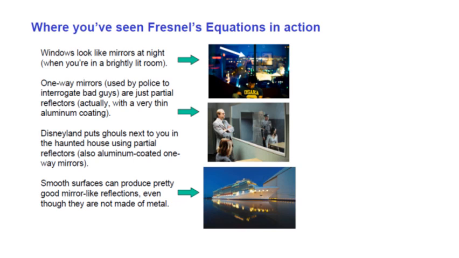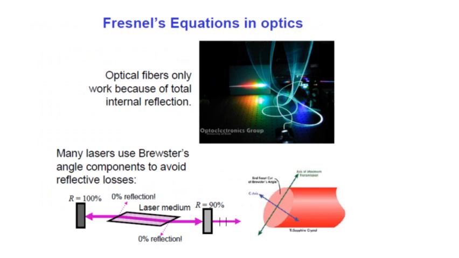A smooth surface can produce pretty good mirror-like reflections, even though it is not made of metal. These are the applications we use. Many lasers use Brewster angle components to avoid reflection losses; we design mirrors in such a way that they use the Brewster angle. Optical fibers only work because of total internal reflection. This is a very useful property we are using.